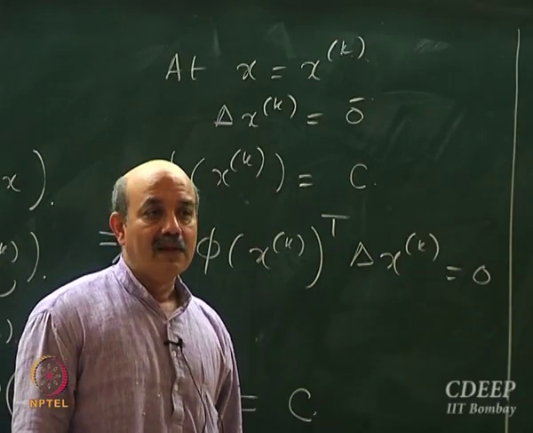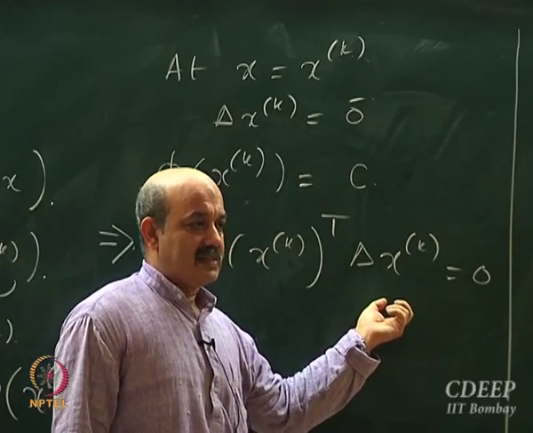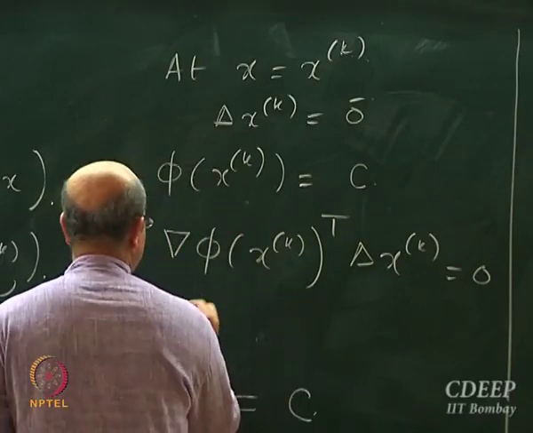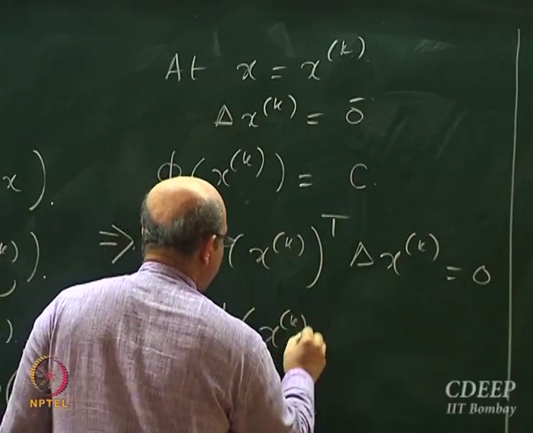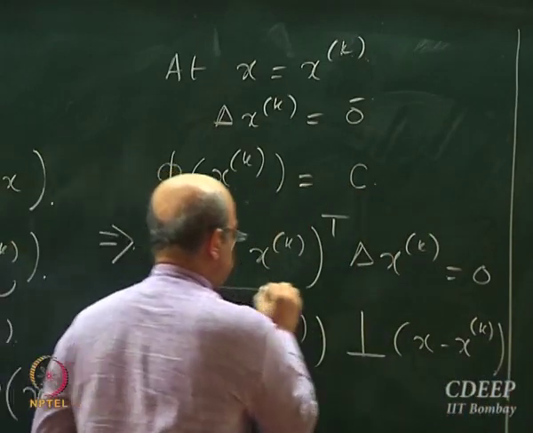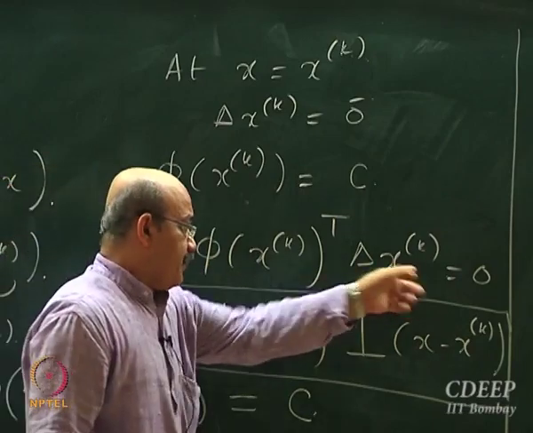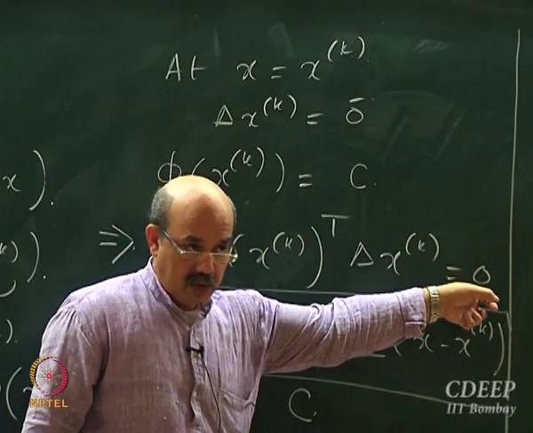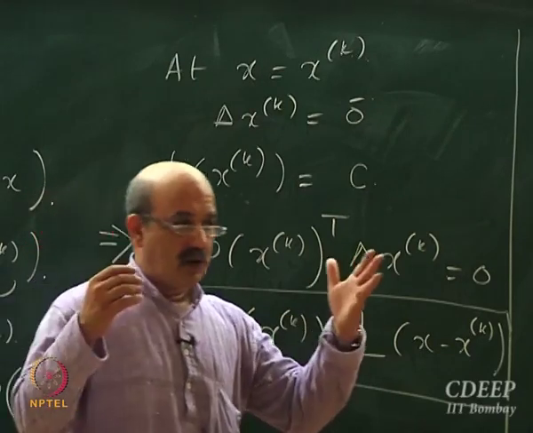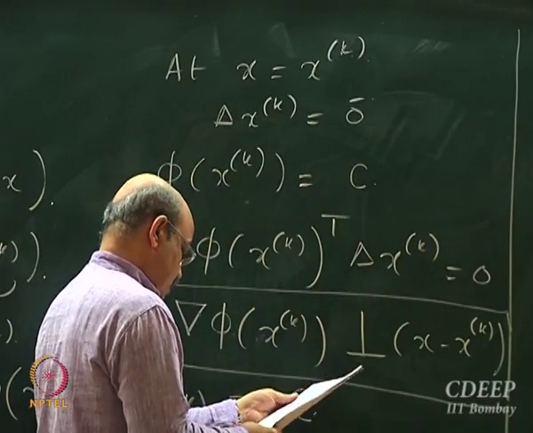Geometrically, what does it mean? The gradient is perpendicular to delta xk. Delta x, that is x minus xk, is perpendicular locally to the gradient. So locally, gradient of phi is orthogonal to x minus xk. This is what we have found out. Actually, this gradient transpose delta xk equal to 0 is the equation of the tangent plane to the level surface. In general, I am talking in n dimensions, so it's a tangent hyperplane in the n dimensional space.